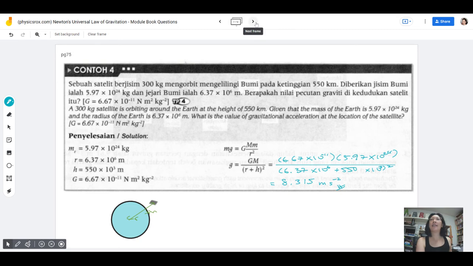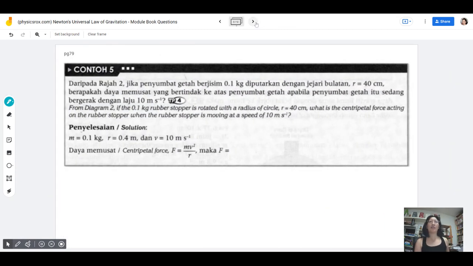Okay, and let's take a look at the next Contoh. For this question, you are calculating the centripetal force. So if you recall, the centripetal force formula is F equals mv squared over r, which is given right here in the solution. Right, so to calculate centripetal force, what was going on in the first place?